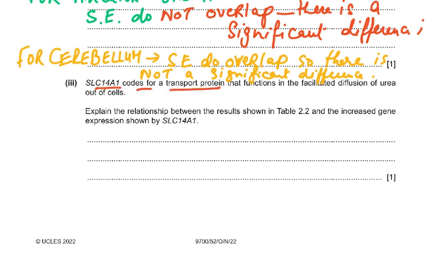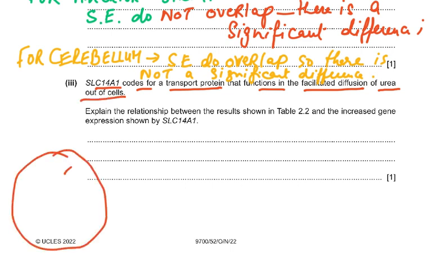SLC14A1 codes for a transport protein that functions in the facilitated diffusion of urea out of cells. So, okay, this is a cell. This is a channel protein, and this allows urea to move out.